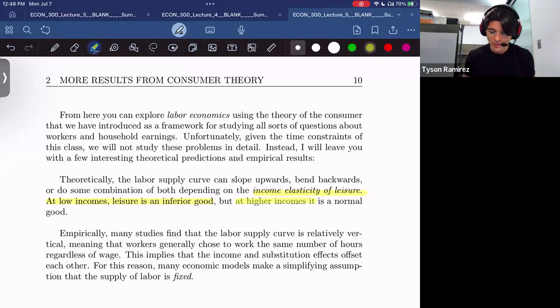Whereas at higher incomes, it's a normal good. Leisure is a normal good, meaning that if I'm already at high income and I get a raise, I'm probably going to start booking more days off, not less, because I was already chilling. I was already comfortable. There's no reason that I would want to work more if I'm already at high income.